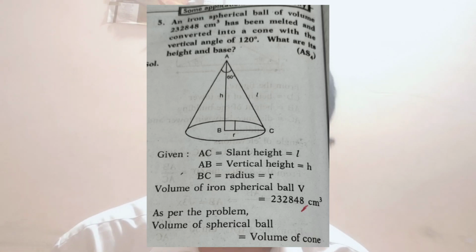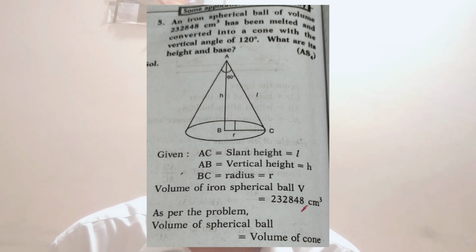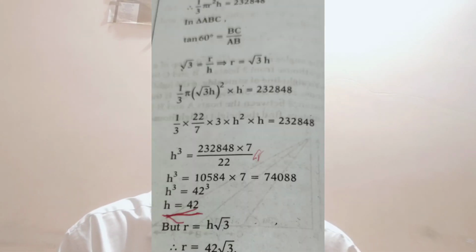And next, one important connective question is there. Connective means it is connected between the mensuration chapter and application of trigonometry. So see here, an iron spherical ball of volume 2,32,848 cm³ has been melted and converted into a cone with the vertical angle of 120 degrees. What are its height and base? I will give the clear sum on this chart on the screen. So do that one also. Do practice.